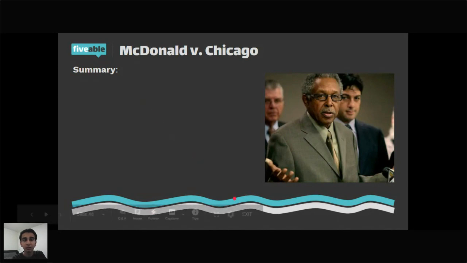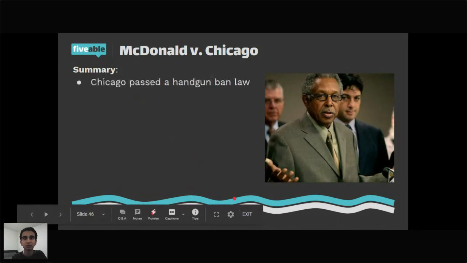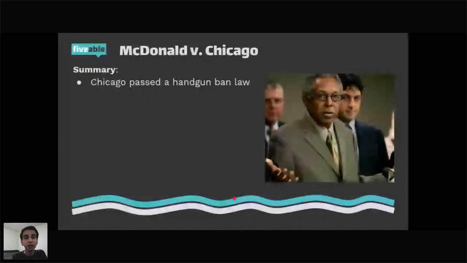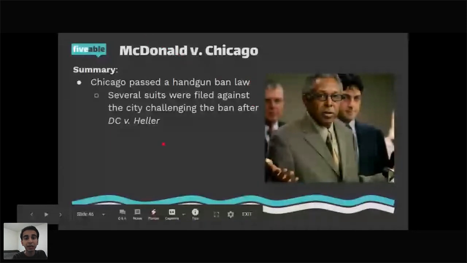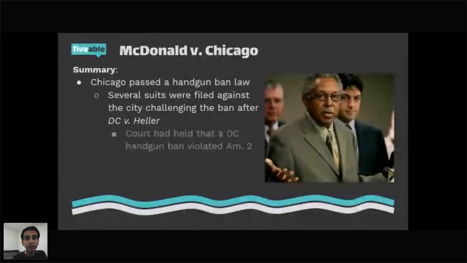So as a summary, Chicago passed a handgun ban law, and several suits were filed against the city challenging the ban after another case in Washington, D.C., which was called D.C. versus Heller. The court had held that a D.C. handgun ban violated the Second Amendment, so it had happened in D.C., but I believe it was a federal court since it was Washington, D.C., and it hadn't been applied to states yet. So that's what McDonald versus Chicago is trying to do.